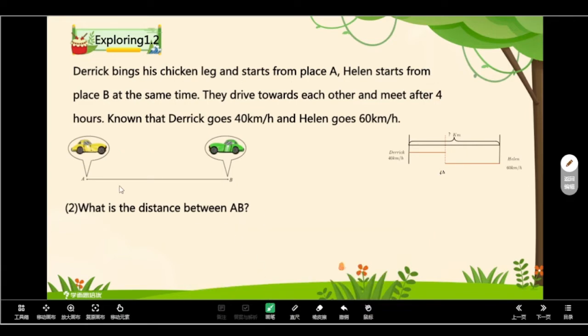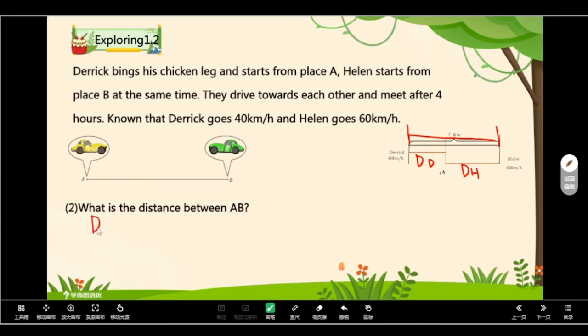Now we are going to find the distance between A and B. We already know that the distance of Derek plus the distance of Helen equals the total distance here, right? So we need to calculate their distances separately, and let's do it together.